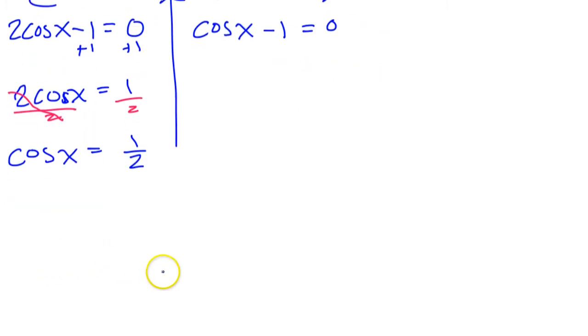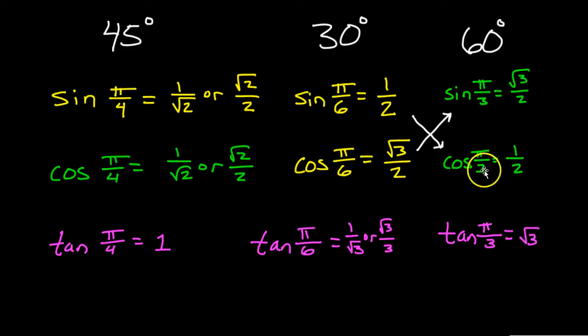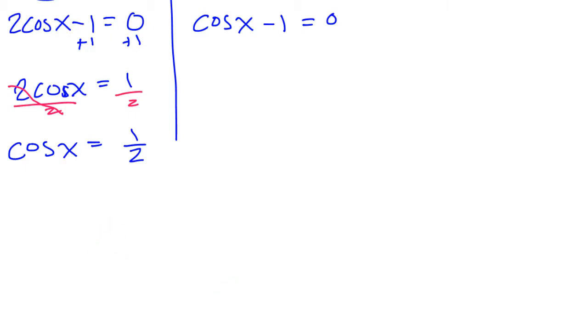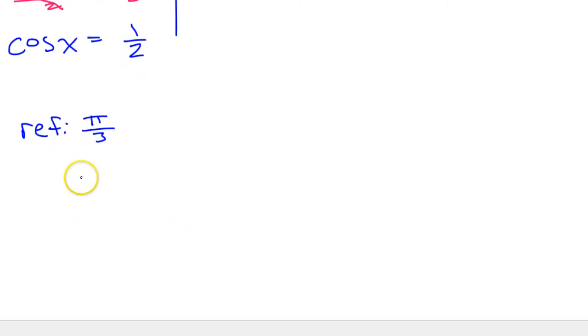So what is the angle? Cosine of what angle is 1/2? Well, this is one of the facts we should have memorized. Cosine of pi over 3 is 1/2. That tells me that the reference angle is pi over 3. That is not necessarily the solution or the only solution. It's the reference angle. So fine, the reference angle is pi over 3.